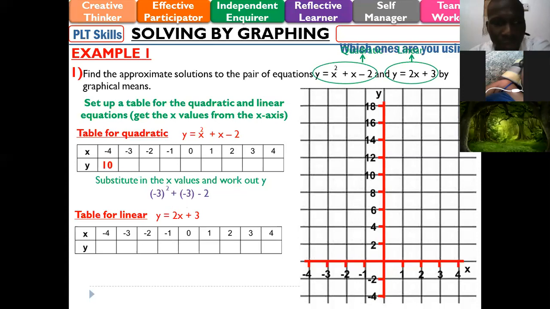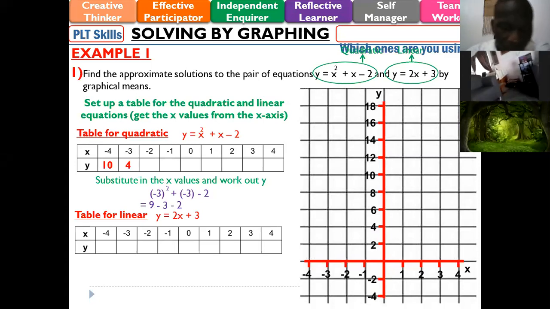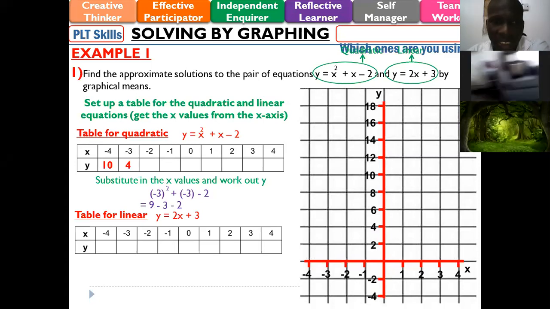I'll do the same for when x is -3. You substitute into the quadratic equation and get the corresponding value for y. So you get 9 minus 3 minus 2, and that will give you 4. We do the same for negative 2.